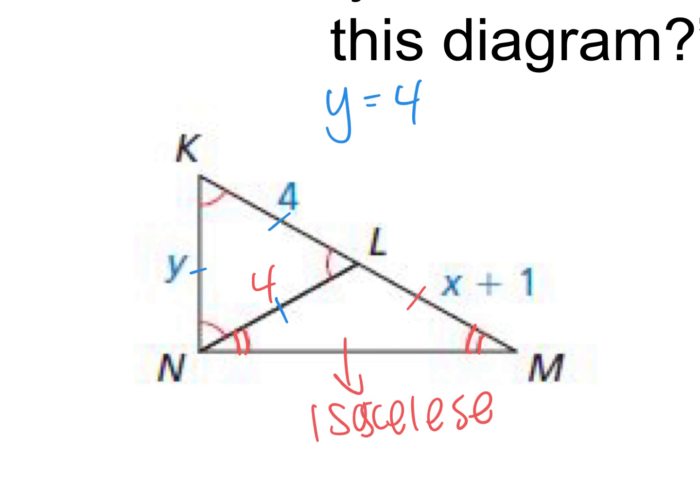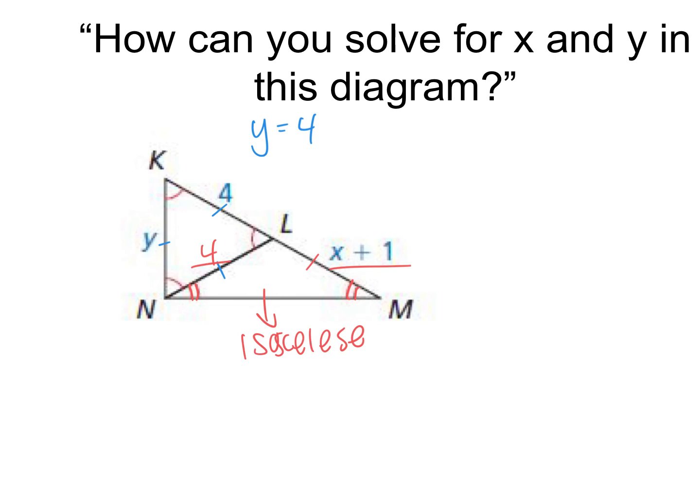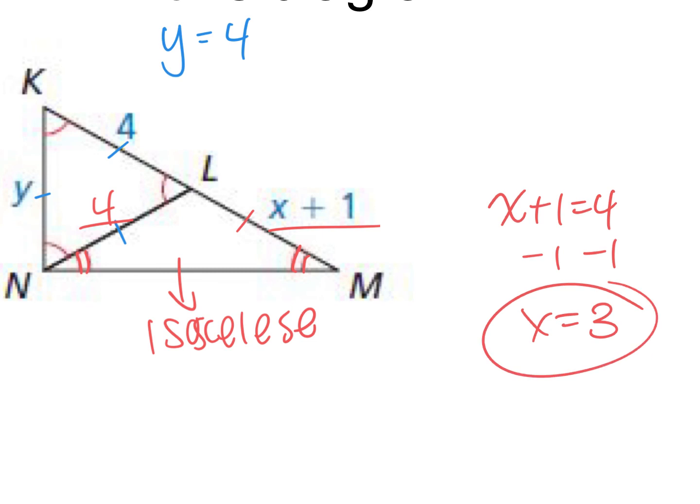Okay? If you didn't know that it was isosceles, you're going to get this wrong. Because now we know x plus 1, we set it equal to 4. If you're just blindly setting stuff equal to each other, okay, stop. You need to understand the why, okay? So we set x plus 1 equal to 4. You subtract 1 from both sides, x equals 3. Questions on this one?